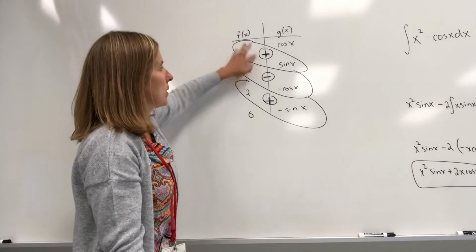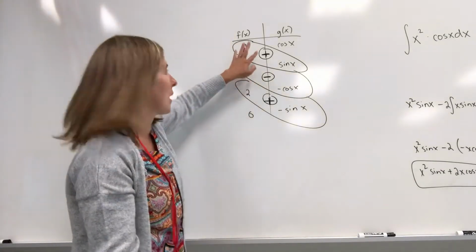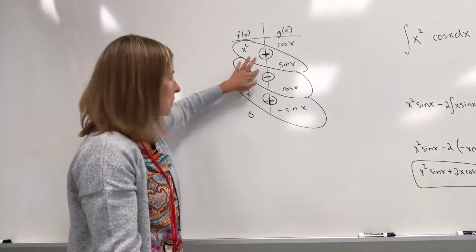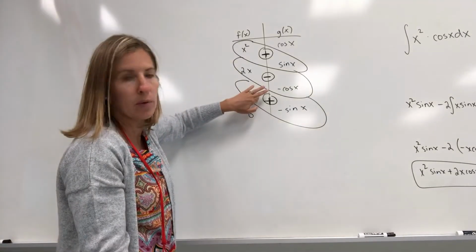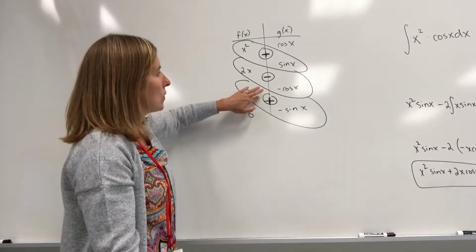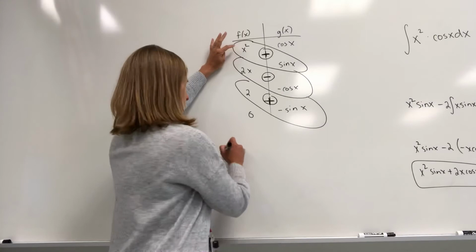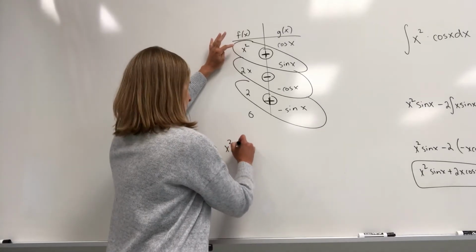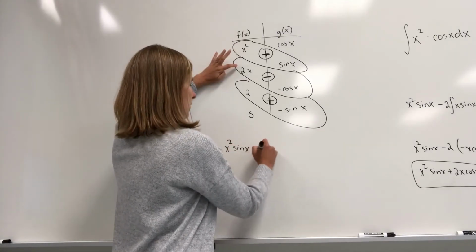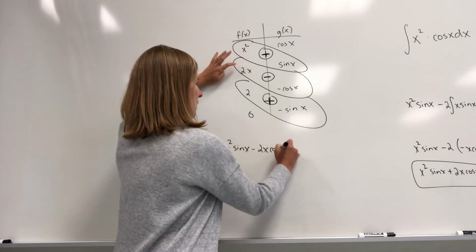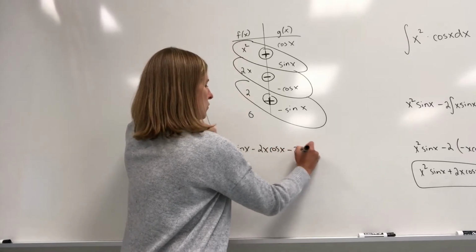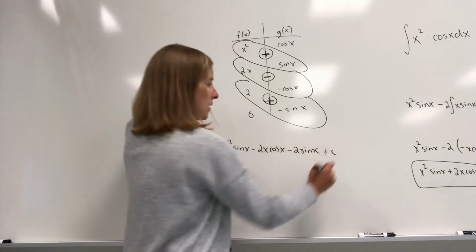So I'm just writing plus minus plus because I'm multiplying this by a positive 1, multiplying this by a negative 1, multiplying this by a positive 1. All right, so then here it ends up being x squared sine of x minus 2x cosine of x minus 2 sine of x. You always need the plus c.